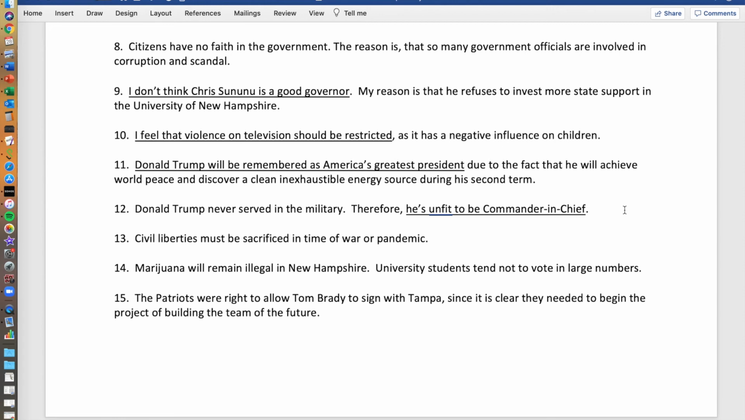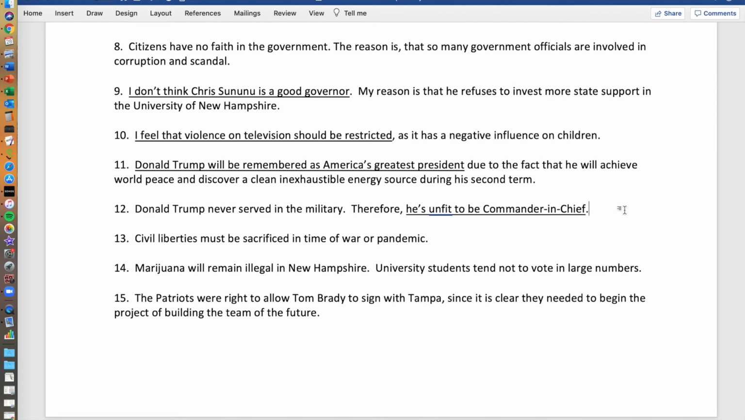Number 13, civil liberties must be sacrificed in time of war or pandemic, right? Now, in this case, you have just a single assertion, and because there's only a single assertion, it cannot be an argument. It might be something that you would expect somebody to argue in favor of, that is to give reasons why this would be true, right?